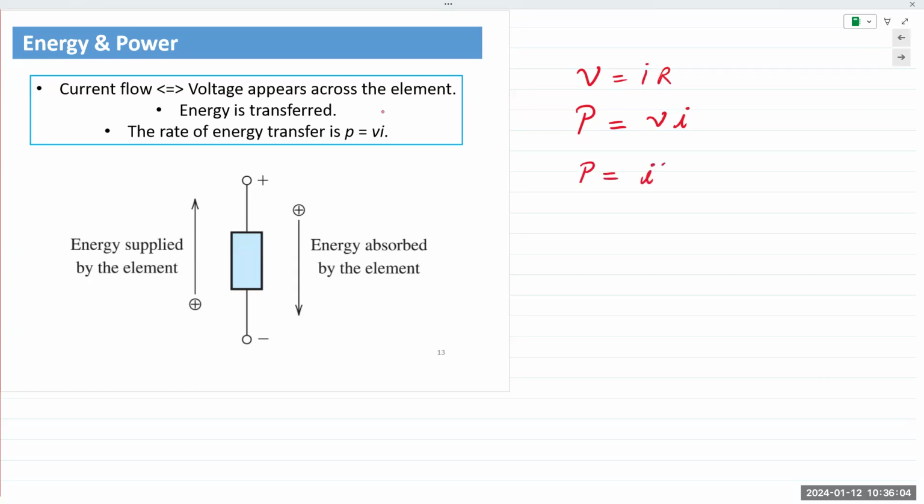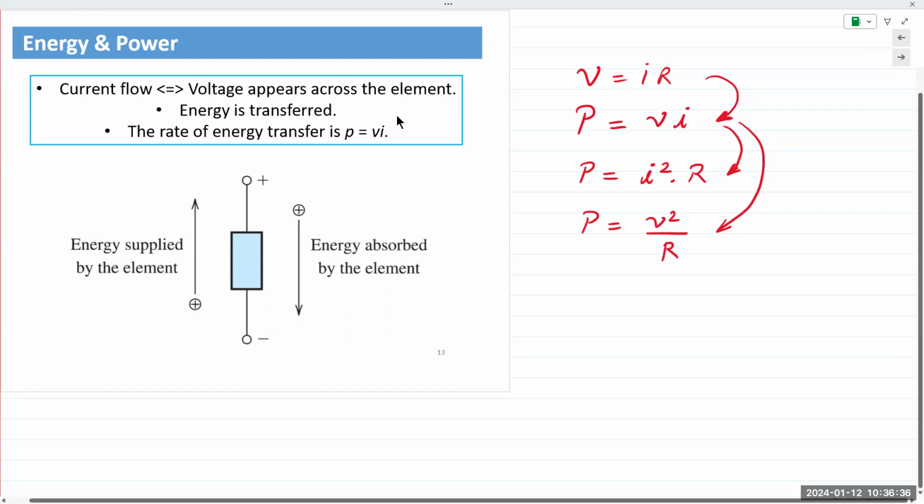We can obtain P equals I square R, or P equals V square over R. We're simply substituting V equals IR into our power equation, then rearranging the terms, and we obtain this or this. You do not have to memorize these 2 equations, P equals I square R and V square over R. If you can remember them, that's obviously good, but if you cannot, that's fine. The only 2 things you need to remember are Ohm's law and the power equation.